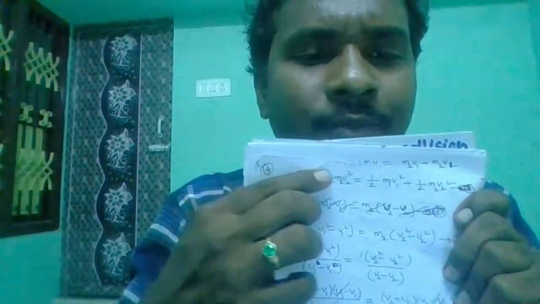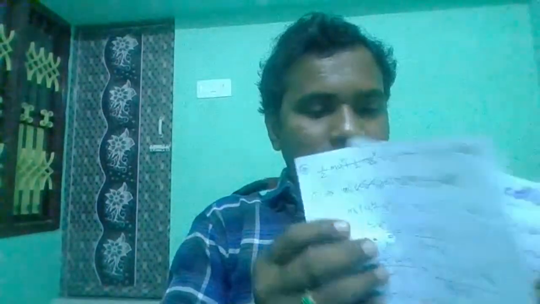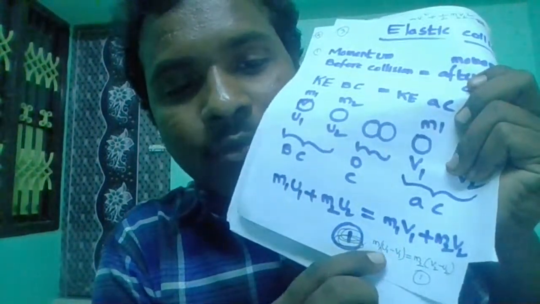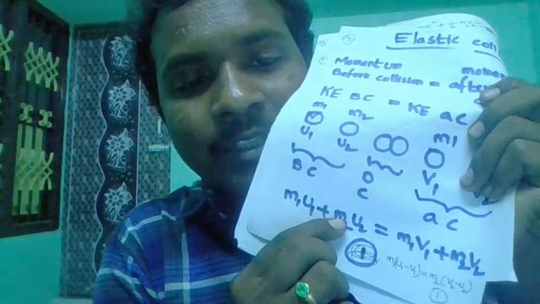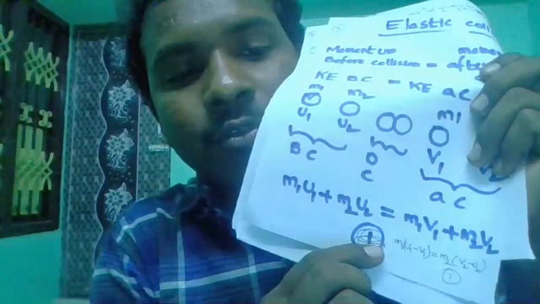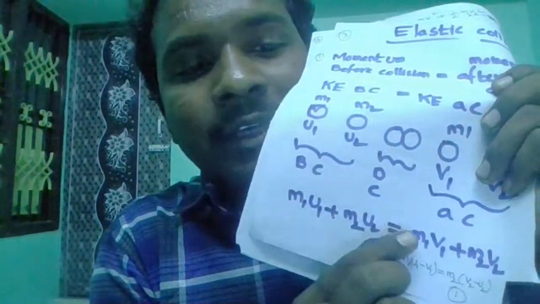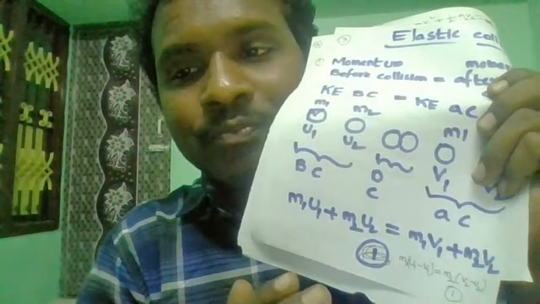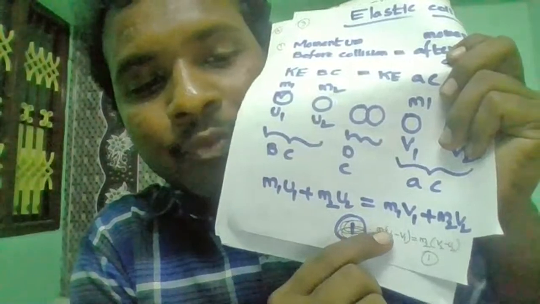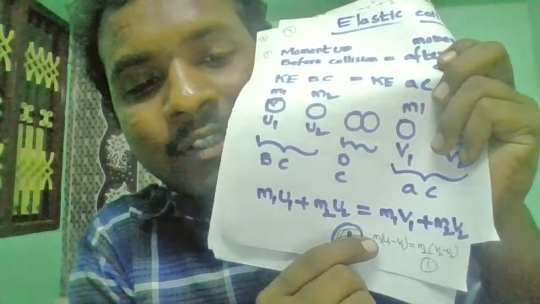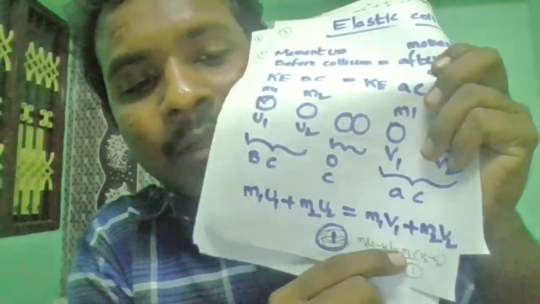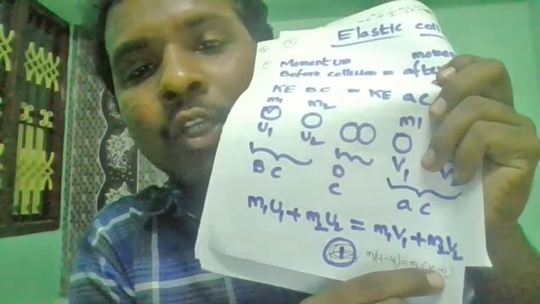From this one you have to notice the linear momentum: m1 u1 plus m2 u2 equals m1 v1 plus m2 v2. Here m1 and m2 have to be separated. After separating m1 and m2 we get: m1 is common, u1 minus v1, m2 is common, v2 minus u2.